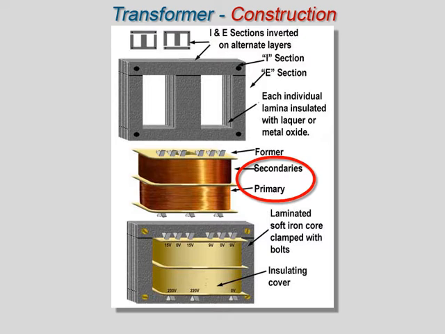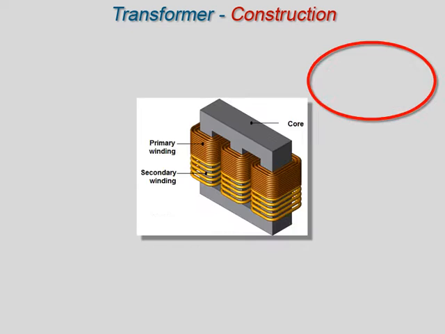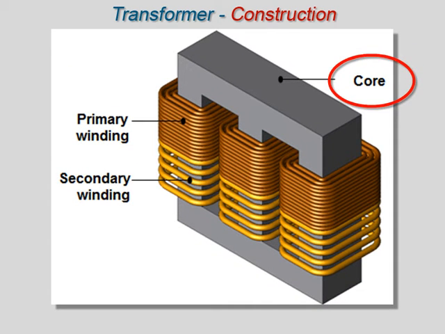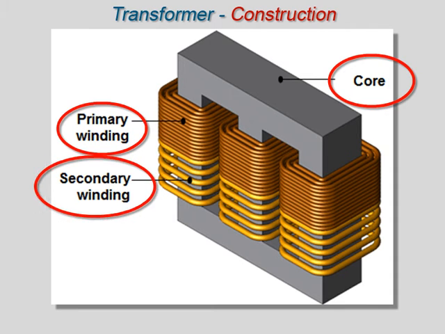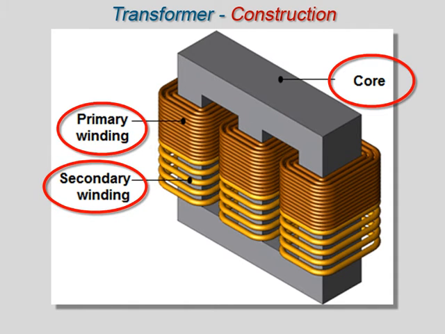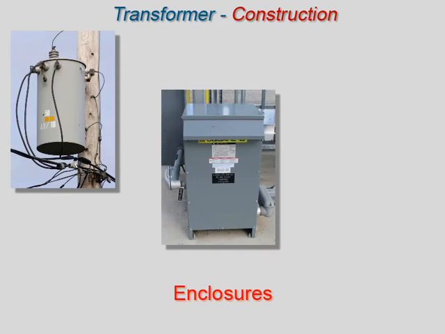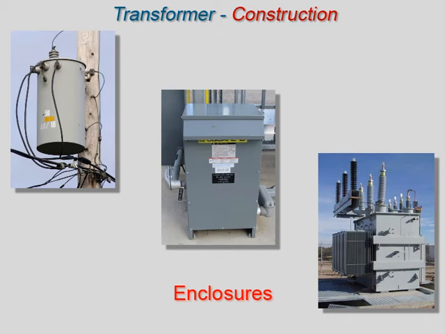The typical transformer has two windings insulated electrically from each other. These windings are wound on a common magnetic core made of laminated sheet metal. The core provides a circuit of low reluctance, or permeable path, for the magnetic flux. The primary windings receive energy from the AC source. The secondary windings receive the energy by mutual inductance from the primary and deliver it to the load. The enclosure contains the transformer internals and cooling means.